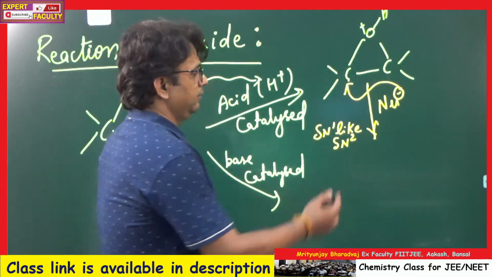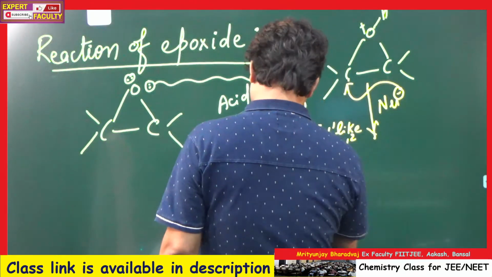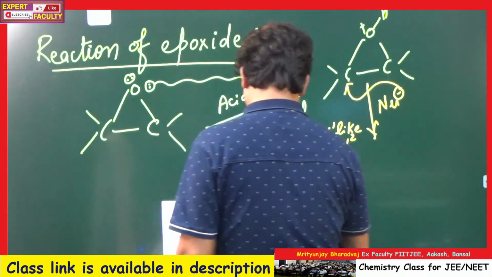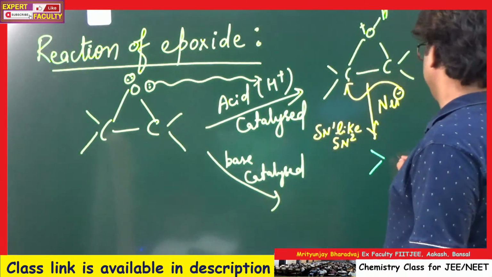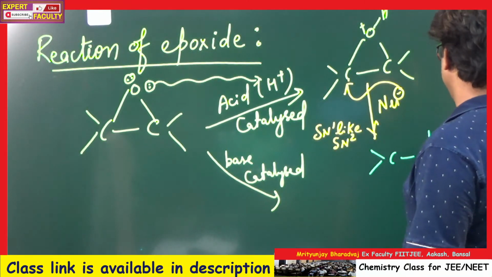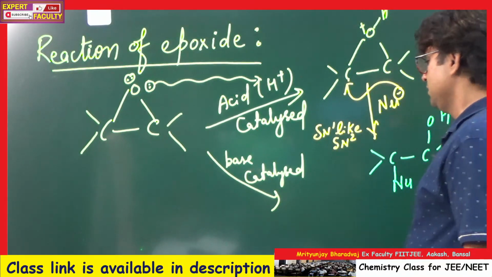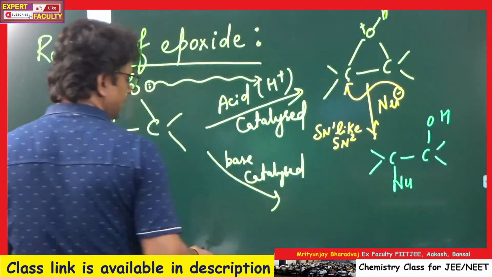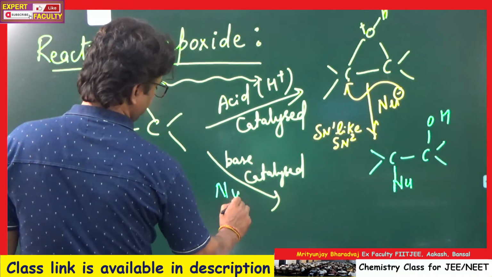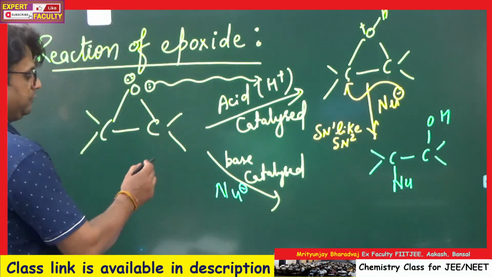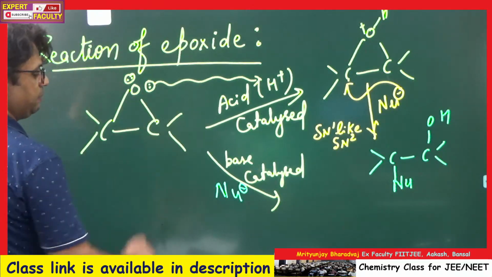And this is the general representation. So I am just drawing the product. It will be the carbon chain with OH and Nu. And if it is base catalyzed, then there will not be any protonation.